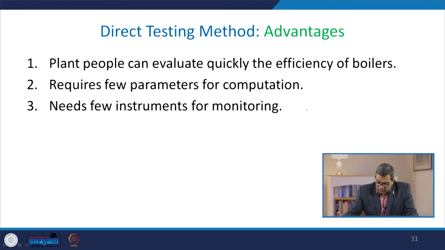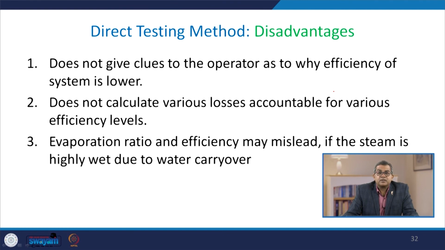Now, there are various advantages associated with the direct testing method: plant people can quickly evaluate the efficiency of the boiler. It requires very few parameters for computation, quite evident from the previous mathematical relationship, and it needs very few instruments for monitoring. So, these are the advantages associated with this particular method.